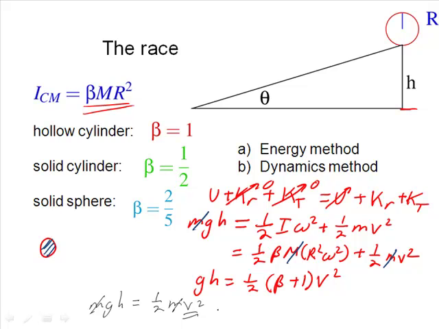Alright, so we can see just from an energy analysis that the one with the largest moment of inertia will be last, the one with the smallest moment of inertia will be first. Next, we want to talk about how we could actually figure out the acceleration from a Newton's second law involving both torques and forces analysis.